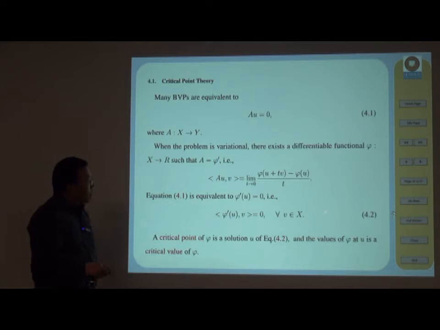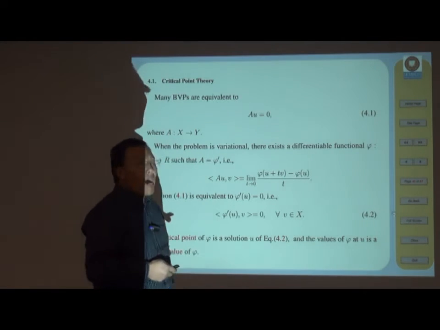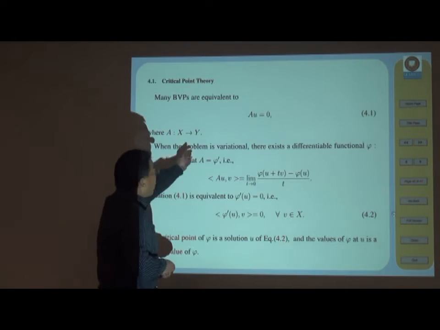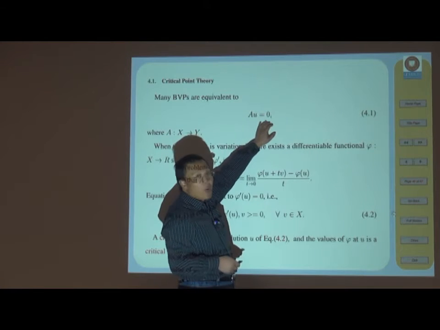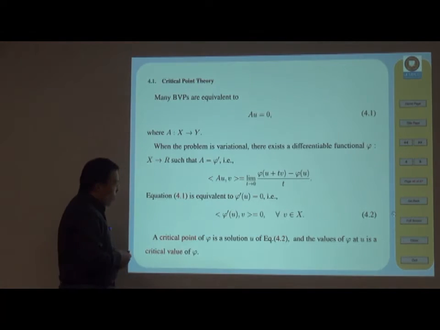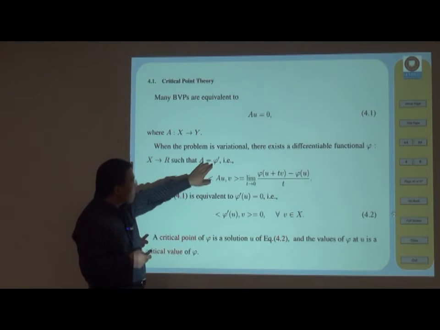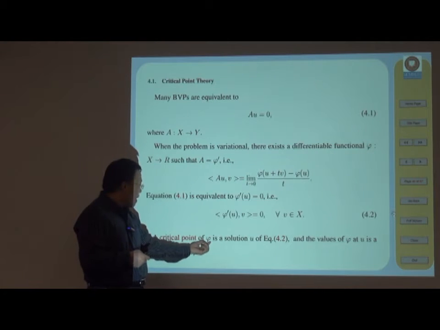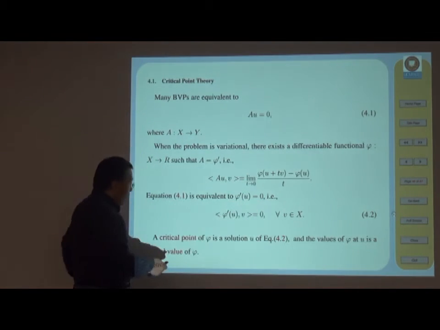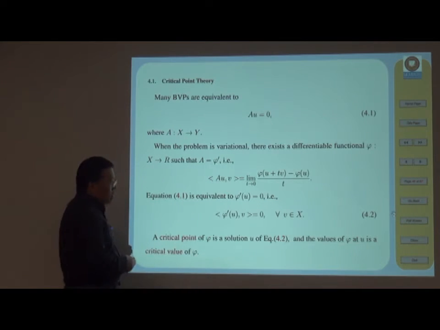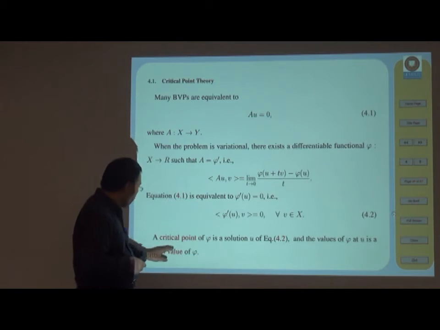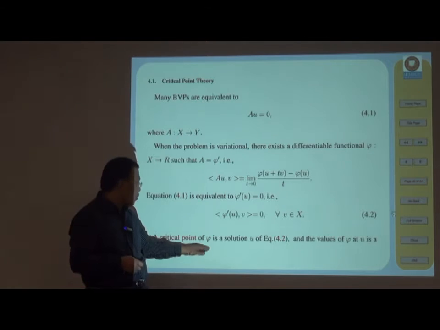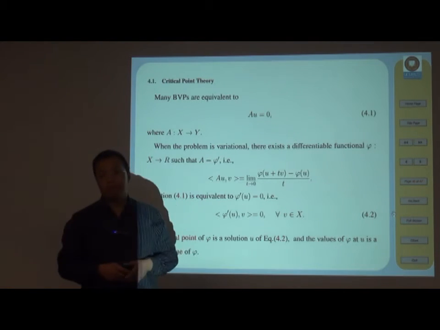According to the above arguments, we know that when we solve the equation Au equal to 0, as long as we find the functional phi such that phi prime u equal to 0, the work becomes how to construct the functional phi, how to find the critical point of phi, and how to find the critical value of phi.